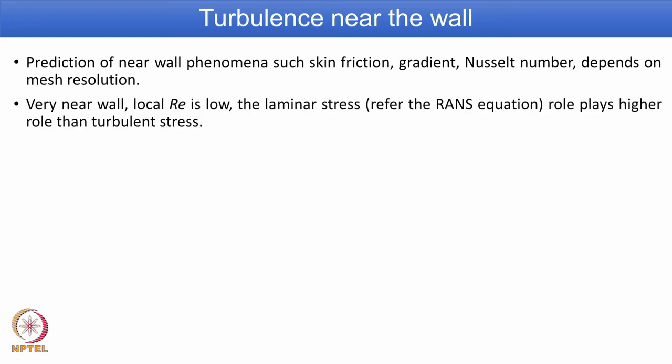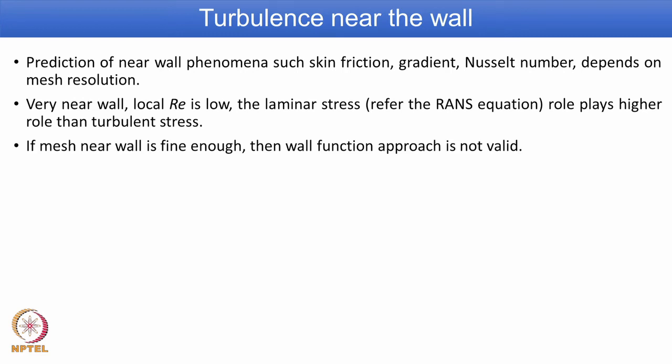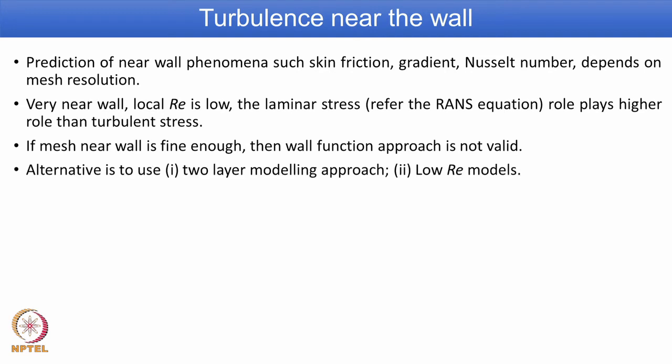Very near the wall, local RE is very low, and again the laminar stress, referring to the Reynolds averaged Navier-Stokes equation, has terms corresponding to laminar stress and terms corresponding to turbulent stress. So, laminar stress plays a higher role than turbulent stress. If the near wall mesh is fine enough, then the wall function approach is not valid, as shown in the figure in the previous slide.